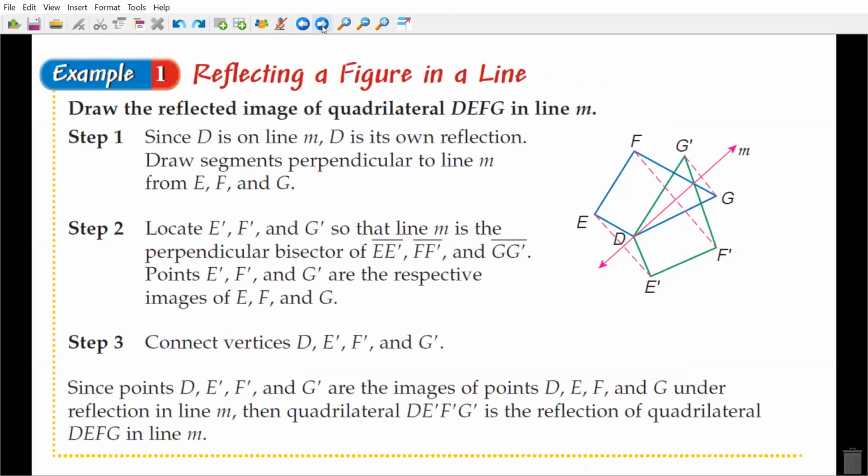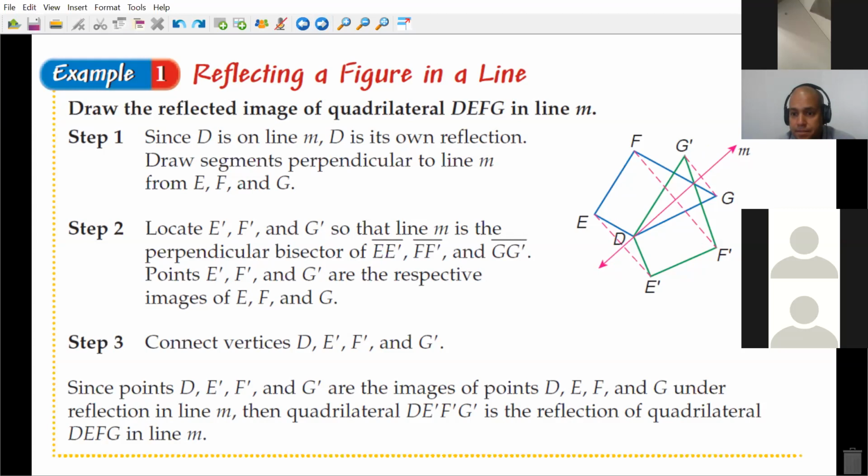Okay, now reflecting a figure in a line. What I want you to do, guys, is take out a piece of paper and follow these instructions, okay? You can decide to draw the lines in the colors you want. I don't have a problem. And please show us your image using the webcam of your device, okay? Okay, guys?